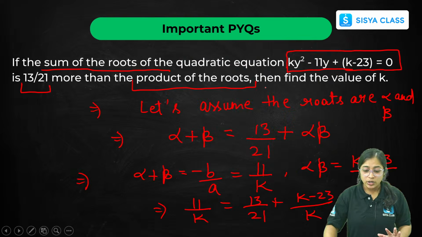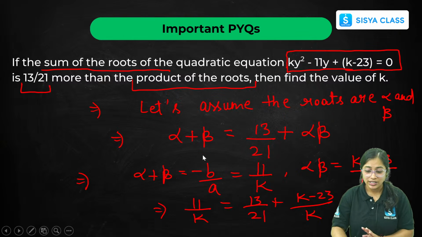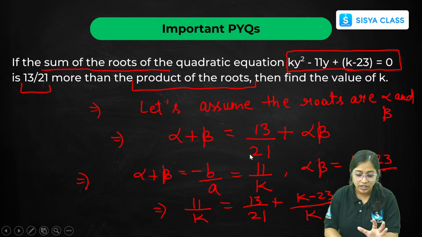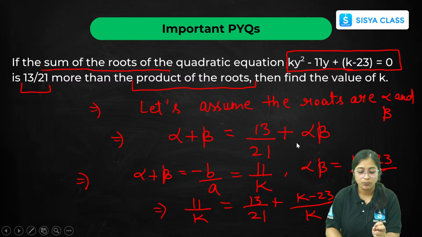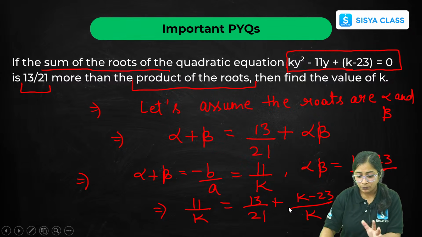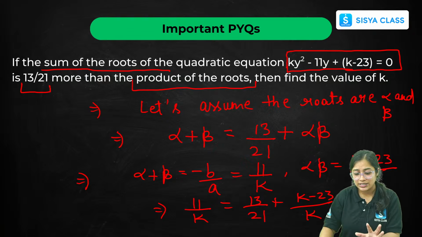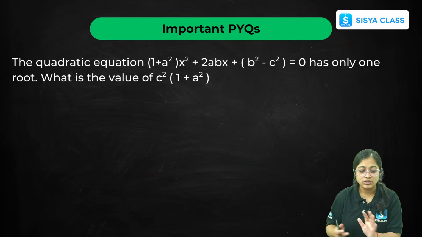Got it? So in this question, what was important? Whatever relation is given to you, just simplify the relation and you will get the value of k. I hope this question is clear to everyone, right? Now let's see what the next question is.